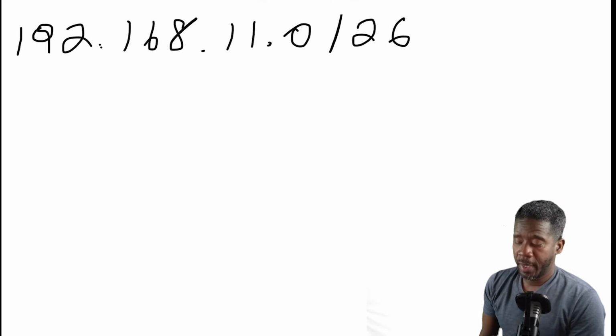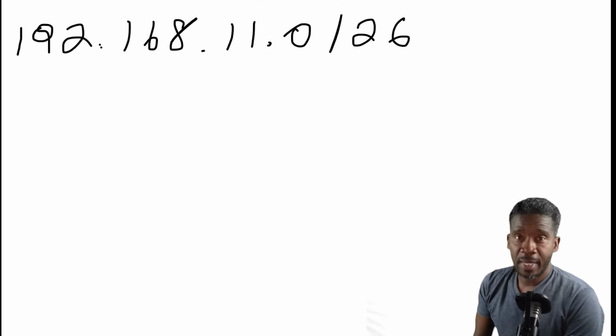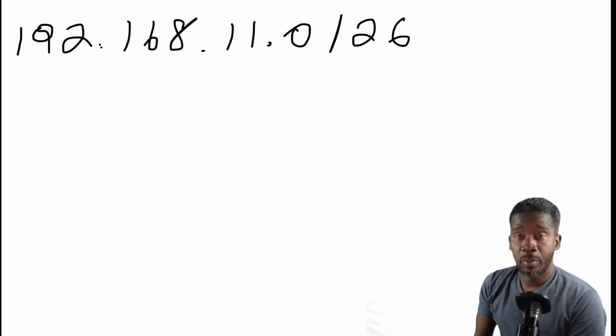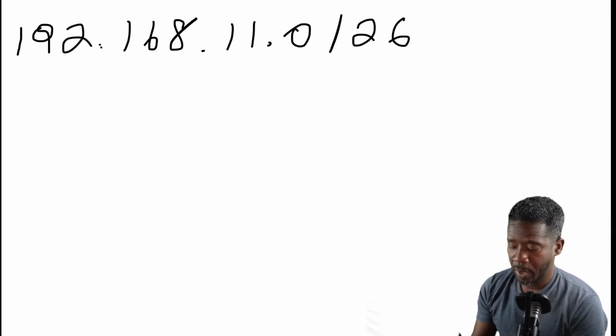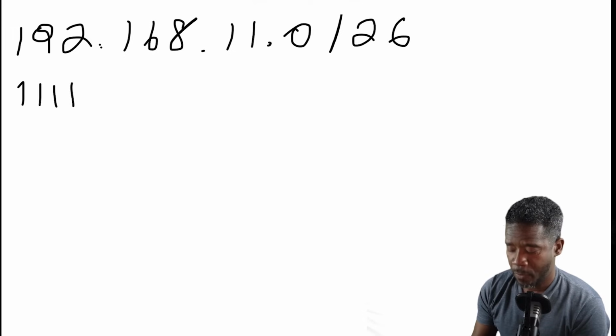Now let's work with a different one, slash 26. The IP address is 192.168.11.0/26. If you remember in the previous one, we said we have to break it down into a group of four octets, and each octet has 8 bits. With slash 26, let's take the first octet and start with the first 8 bits. 1, 2, 3, 4, 5, 6, 7, 8. So we have 26.